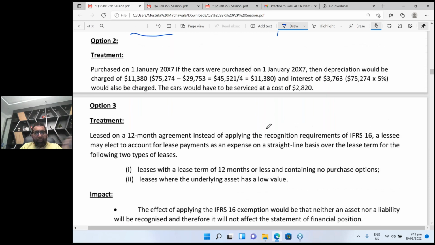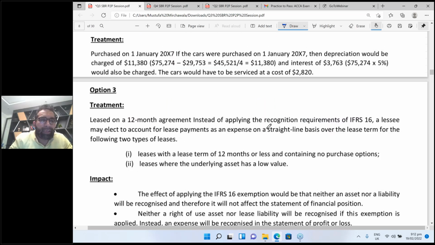Option number three, see, these are the basic discussions of IFRS 16. Leased on a 12-month agreement, instead of applying the recognition requirement of IFRS 16, we are not going to recognize it. Recognize means ROU debit and lease obligation credit. A lessee may elect to account for the lease payment as an expense on a straight line basis over the lease term. Now you can simply book expense debit and cash credit.